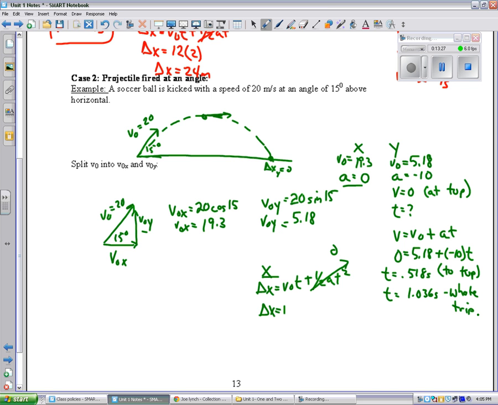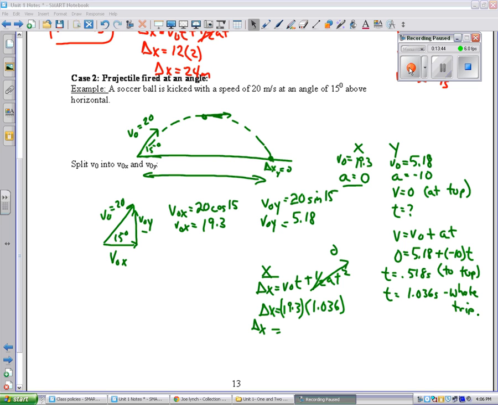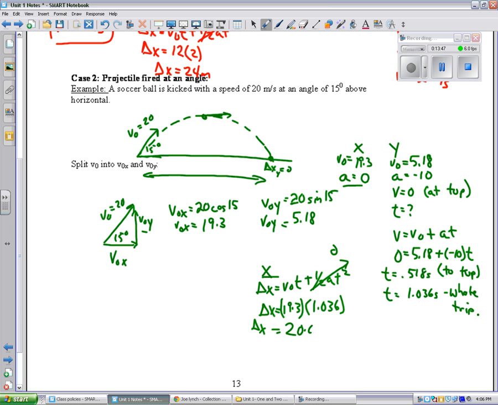v0 is 19.3. And I'm trying to find the total horizontal distance, so I want to use the total time this time. So it's going to be 1.036. And when I multiply those together, I end up with 20.0 meters for the answer.